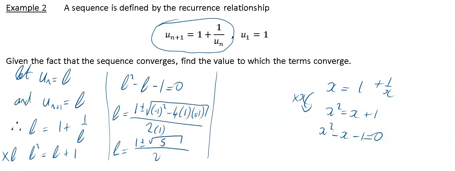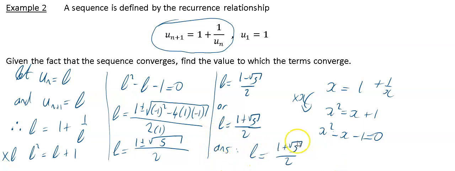And your last thing then, L is going to be equal to 1 minus root 5 all over 2, or it could have been L is equal to 1 plus root 5 all over 2. The final answer, however, is L equal to 1 plus root 5 over 2, which is the positive one. The reason that's the answer is if you think back to the original setup, my initial condition, my first term, was 1.